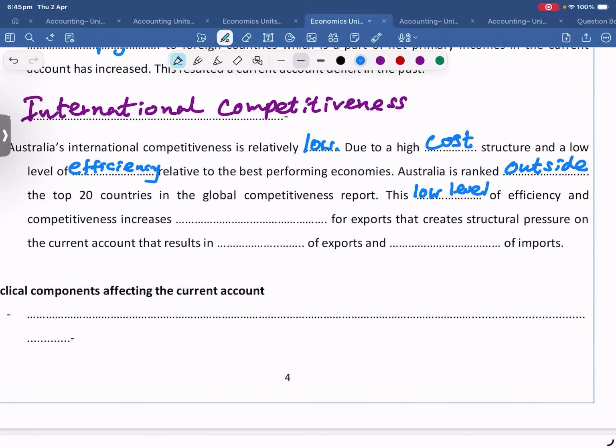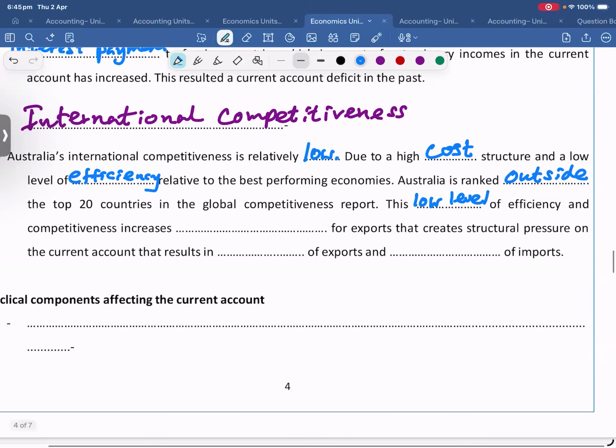What's that? I'm just looking at it, and Australia is 16th at the moment. 16th? Yeah. Oh no, that's 2019.